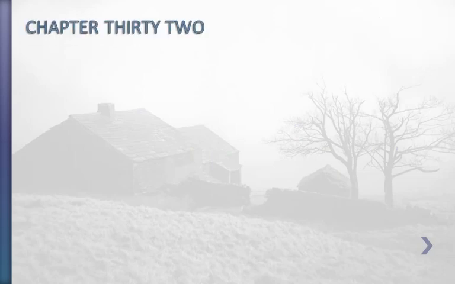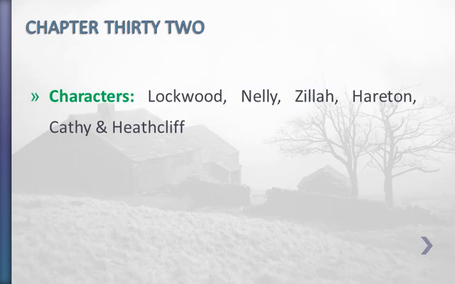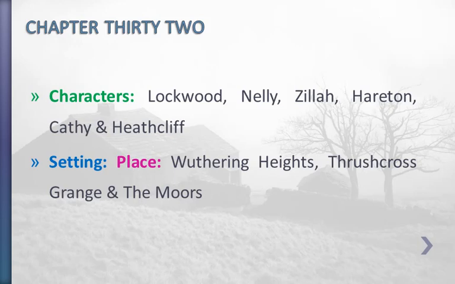The main characters in chapter 32 are Lockwood, Nellie, Zillah, Harrington, Kathy, and Heathcliff. Setting, places: Wuthering Heights, Thrushcross Grange, and the Moors. Time: 1802.